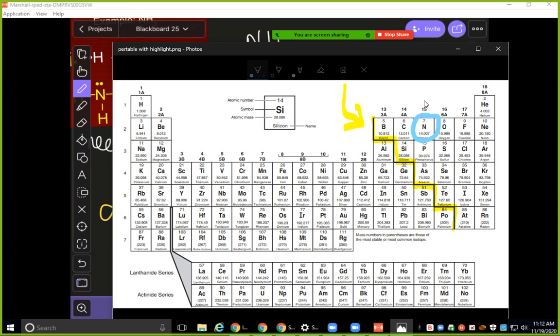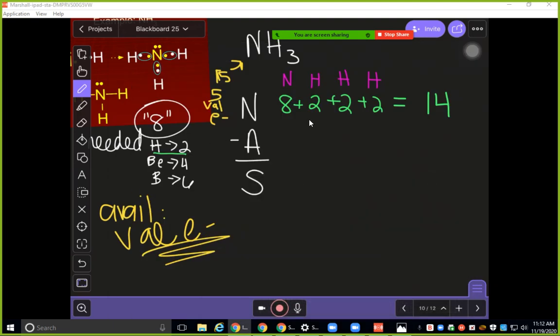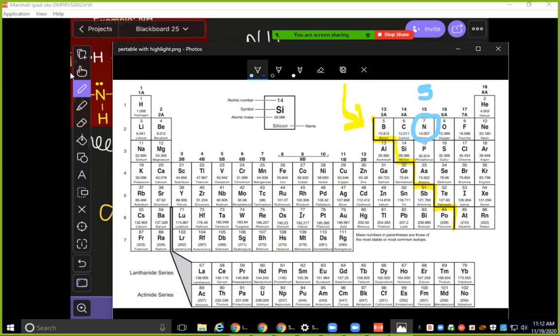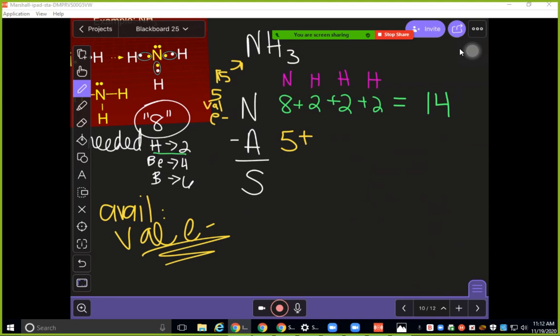Right? He's in group 15, which means he has 5 valence electrons. So once we've decided that, we know that we're going to put a 5 right here. We have to add it to what hydrogen has. Hydrogen is over here in group 1, which means he has 1 valence electron. So we're going to move that back down. We're going to say plus 1, plus 1, plus 1. So I have 5 plus 3, which is going to be 8.